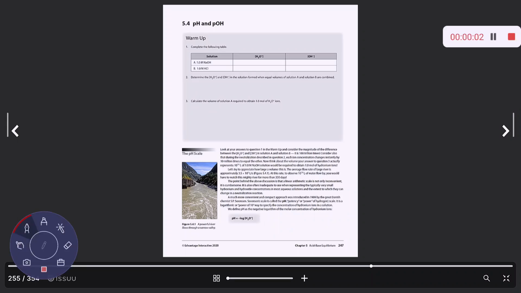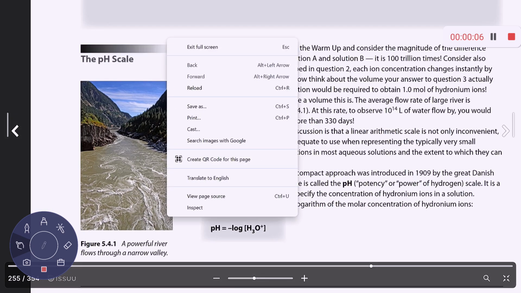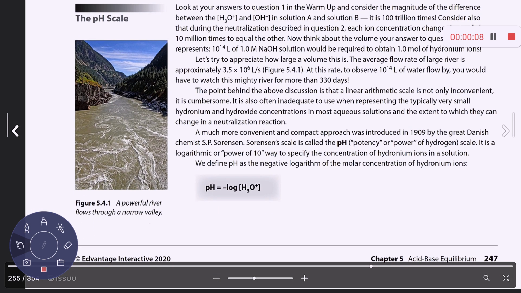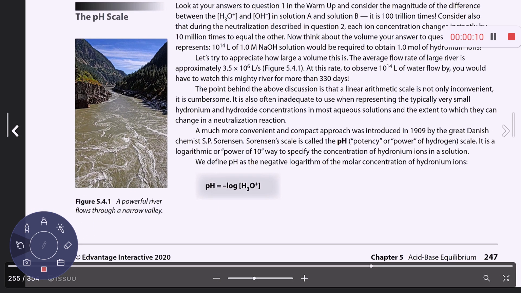All right, let's talk about the pH scale. In 1909, there was a Danish chemist named S.P. Sorensen. He came up with the scale. It's called the Sorensen scale, but we most commonly know it as the pH scale. pH stands for potency or power of hydrogen scale.